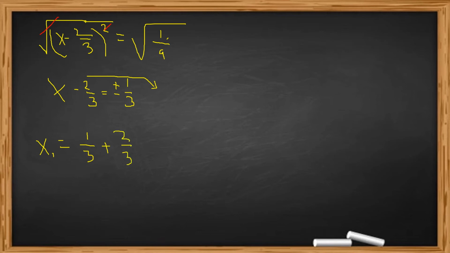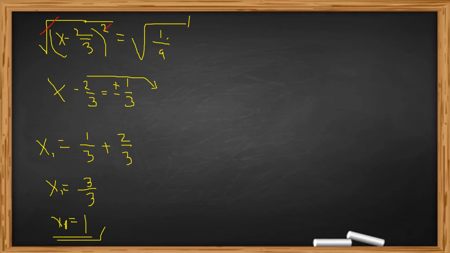And since they have the same denominators, we can immediately add the numerators. In addition of fractions, you can just add the numerators if they have the same denominators. So 1 plus 2 is 3, and you just copy the common denominator, which is 3. Therefore, x sub 1 is equal to 3 divided by 3, which is 1. So you have now x sub 1.